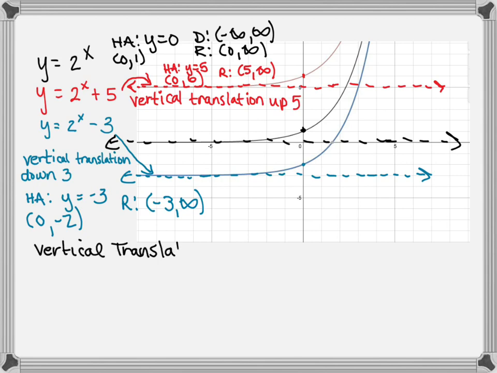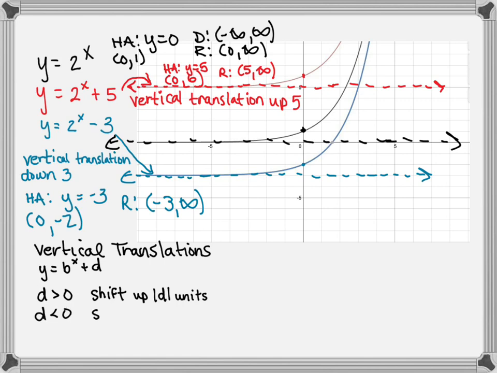So in summary, vertical translations of the form y equals b to the x plus d. When d is greater than 0, it's a shift up, absolute value of d units. And when d is less than 0, it's a shift down, the absolute value of d units.